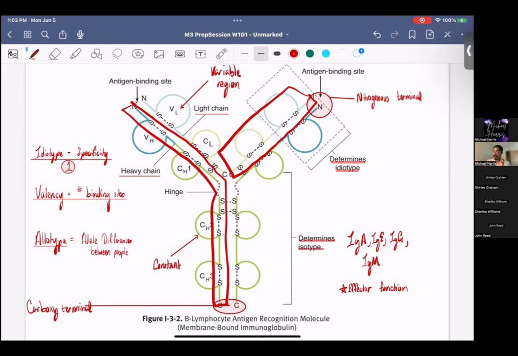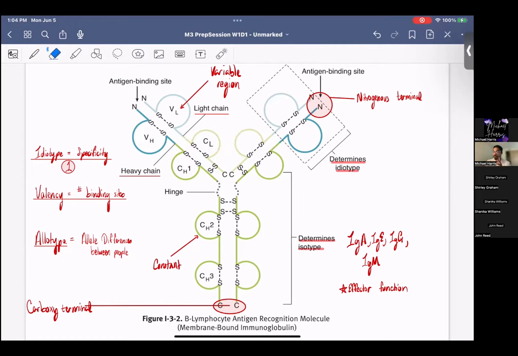Now, with that being said, the heavy chain forms different portions to this receptor. One, it forms this thing called the constant region. This constant region is the thing that is determining the isotype. The isotype is something we're going to talk about later with how antibodies work. But just be aware that the isotype is what type of antibody you have. So you got different types of antibodies. You got things like IgA, IgE, IgG, IgM. We're going to talk about them.